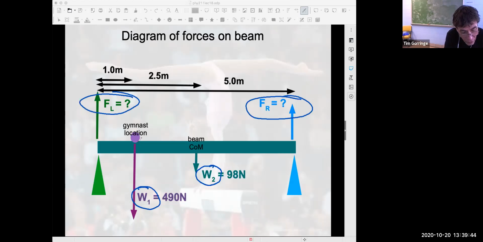I also know the locations of these forces. The gymnast is standing on the beam 1 meter from this left end. The weight of the beam acts at the geometric center because it's a symmetric beam. That's where the center of mass is, and that's where we think of the weight of the beam acting. So that's at the center, 2.5 meters from either the left-hand side or the right-hand side. And so I know the strengths of those two forces of gravity and their locations. I know the locations of the forces from the supports, the uprights. So I know where F left and F right act, but I don't know their sizes. And what we're going to do is apply equilibrium to find the size of the left-hand force and the size of the right-hand force.